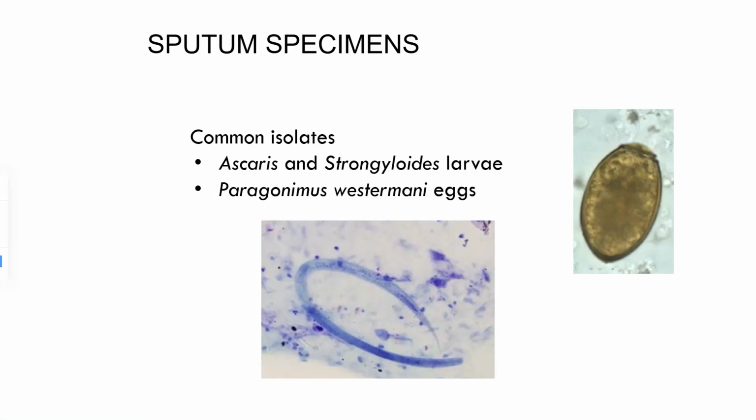Sputum specimens. Common isolates would be Ascaris and Strongyloides larvae and Paragonimus westermani eggs. And that's the larvae and that's the egg.